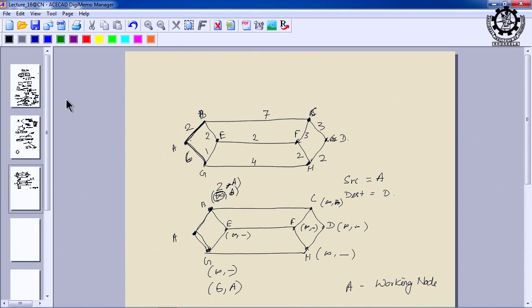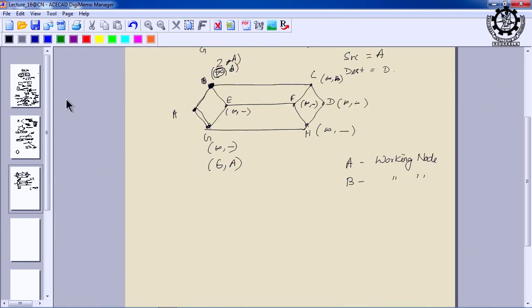Definitely a smaller weightage or a lesser value, which is equal to B. So, my next working node is B. The packet comes to B. So, B is the next working node, because this is the shortest value or the lowest value among the whole topology. Now, coming to this node B, you check for all the adjacent nodes of node B. One is E, another is C.